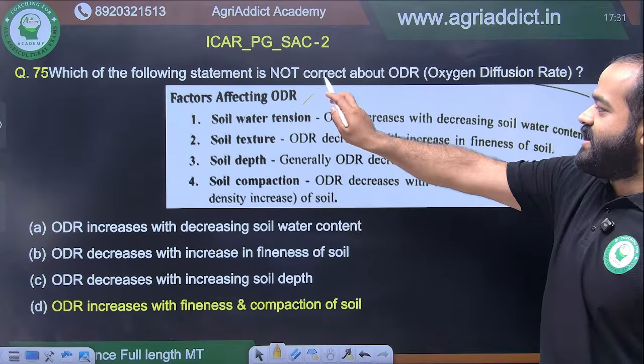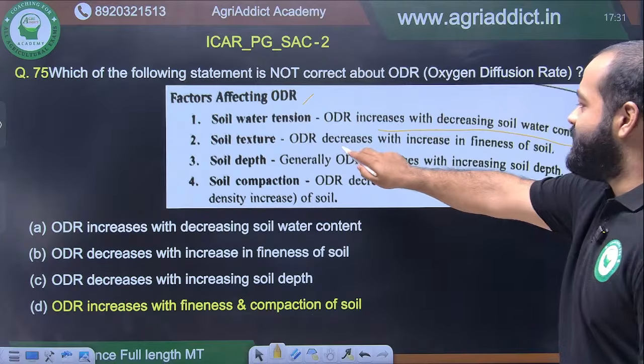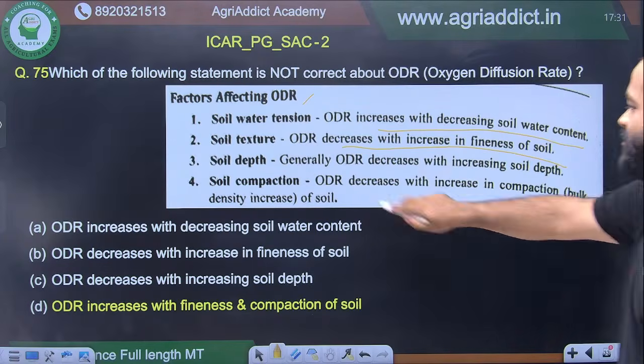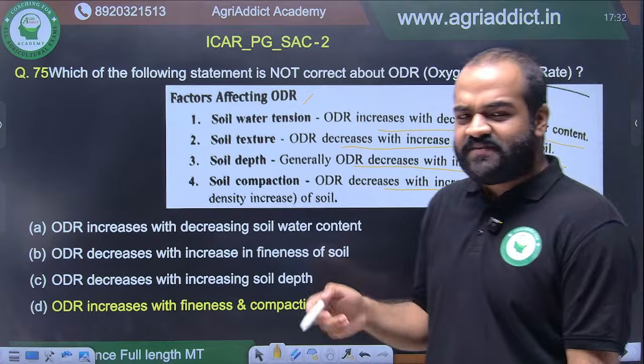Factors affecting ODR: soil water tension. ODR increases with decreasing soil water. ODR decreases with increasing fineness. ODR decreases with increasing soil depth, and ODR decreases with increasing compaction. This is a very easy concept.